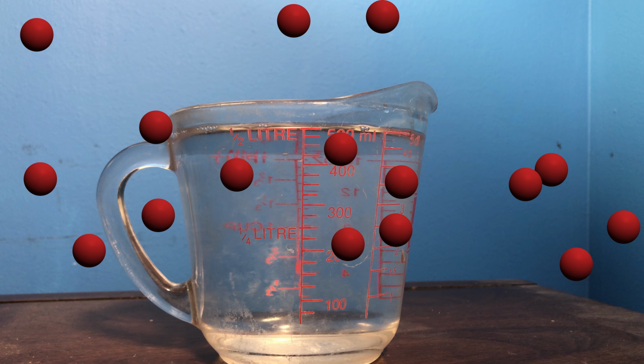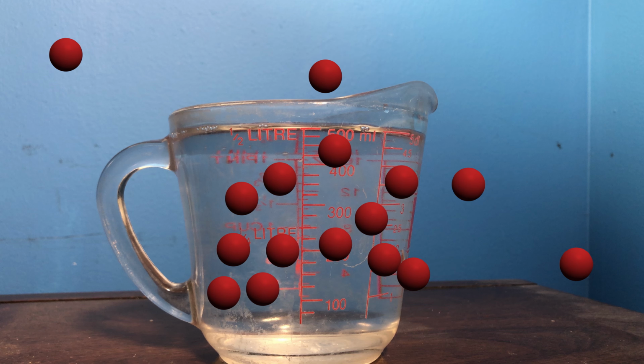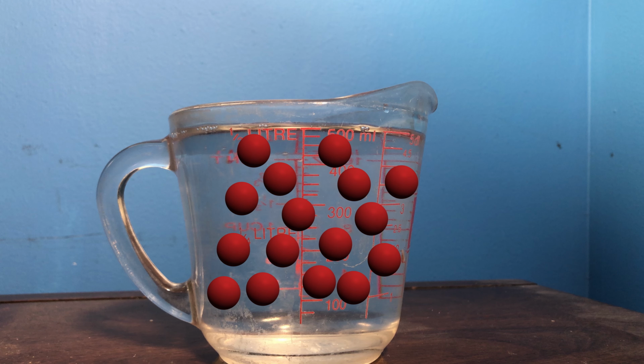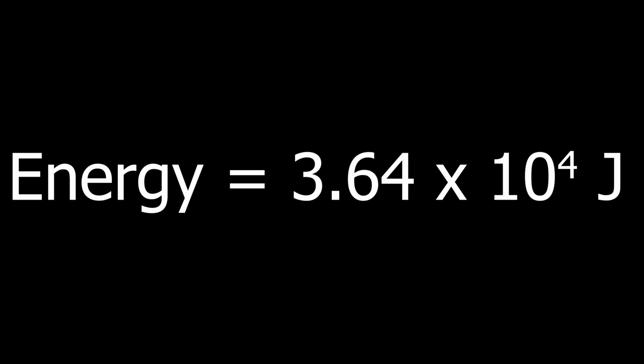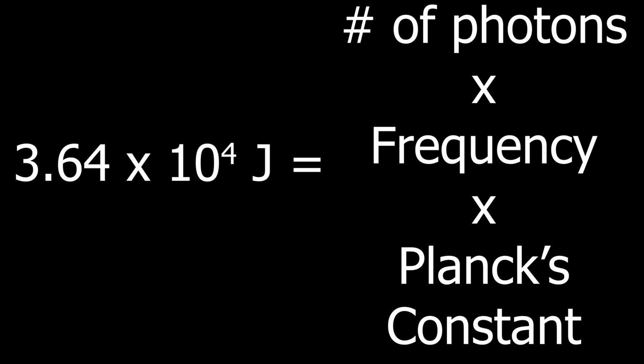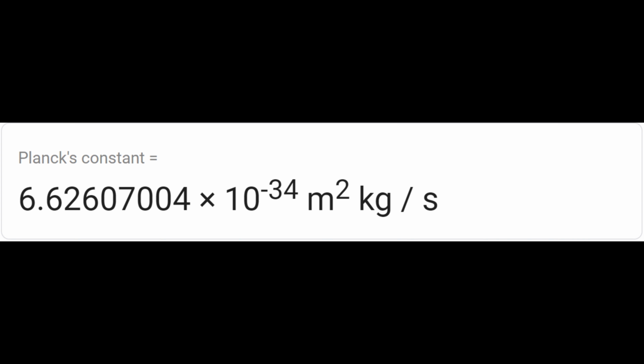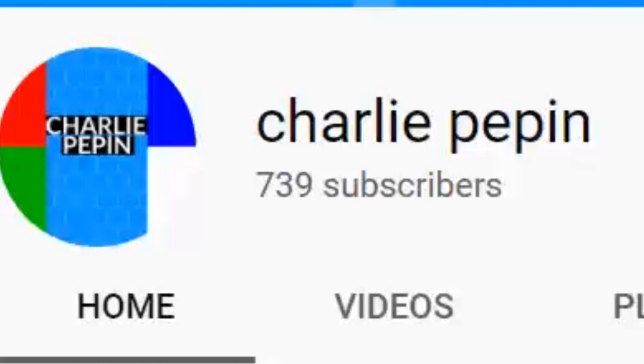The last thing that I will be finding is the number of photons absorbed by the water. So, as previously determined, the amount of energy absorbed by the water was 36,400 joules, or 3.64 times 10 to the fourth joules. And this is also equal to the number of photons times the frequency times Planck's constant, which is this. This is a small number.